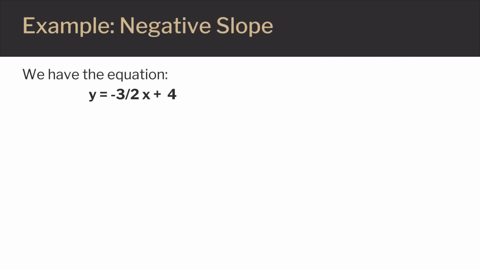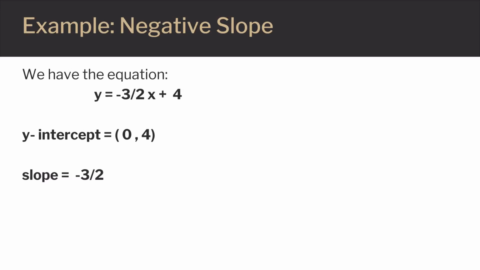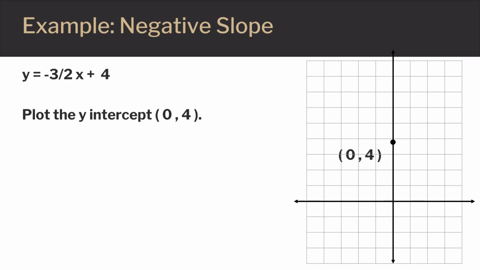Next, let's graph a line with a negative slope. We have the equation y equals -3/2 x plus 4. We start by finding the y-intercept. By looking at the equation, we see plus 4, so our y-intercept is going to be at (0, 4). The slope has a value of -3/2. That means that when I graph this line, I will go down 3 units and to the right 2 from the y-intercept. To graph the line, start by plotting the y-intercept at (0, 4).